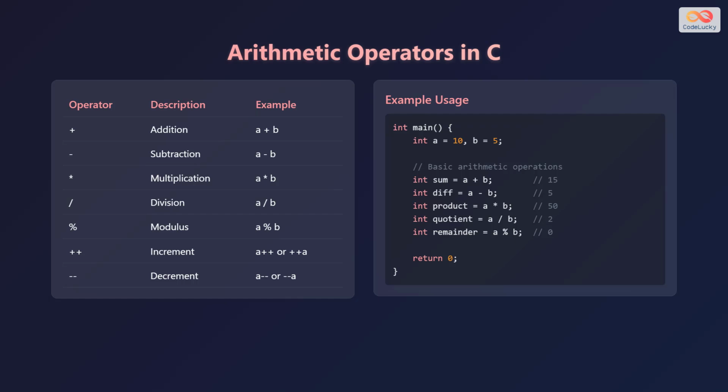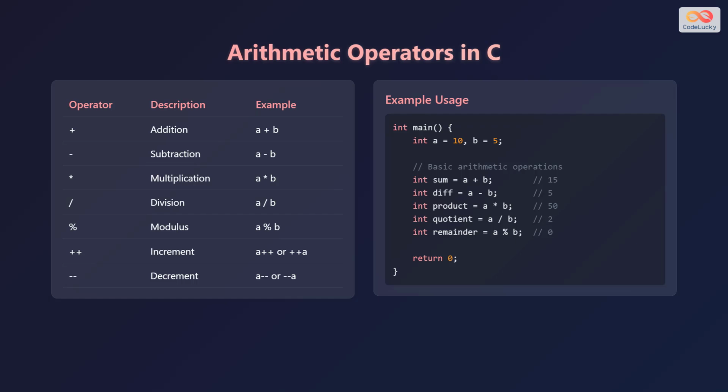The multiplication operator, denoted by an asterisk, multiplies 2 operands, as in a times b. The division operator, denoted by a forward slash, divides the first operand by the second, as in a divided by b. The modulus operator, denoted by a percent sign, returns the remainder of dividing the first operand by the second, as in a modulus b.